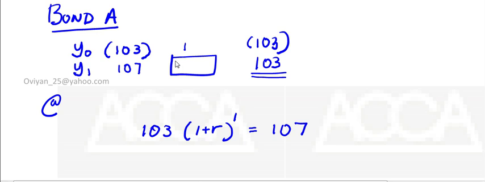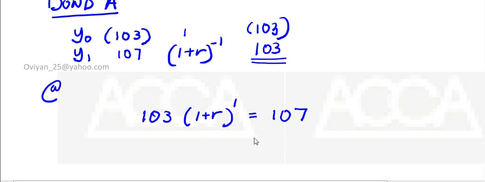So this is actually multiplied by 1 plus R to the power of -1. And this is going to be mathematically solving it. R equals 107 divided by 103, minus 1. Is it 3.88%?